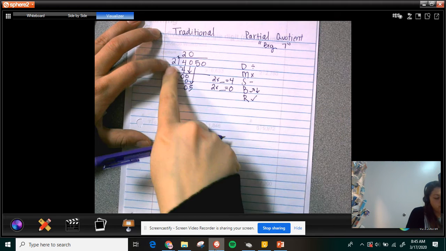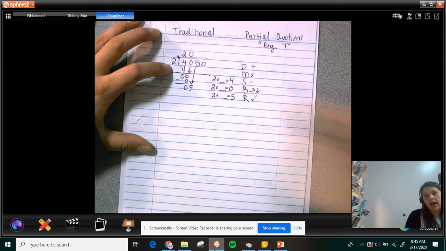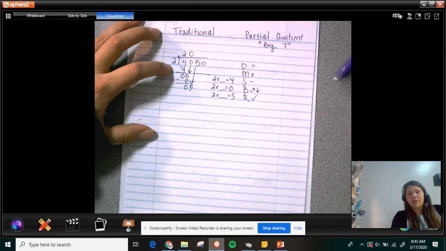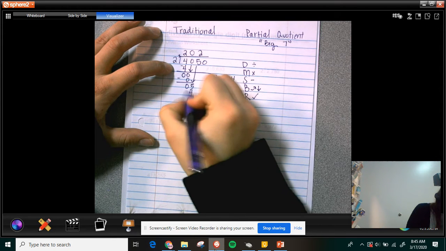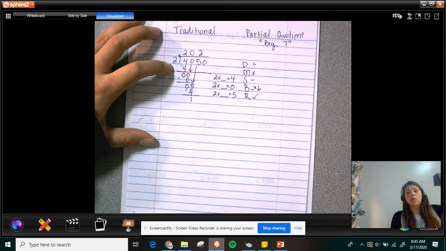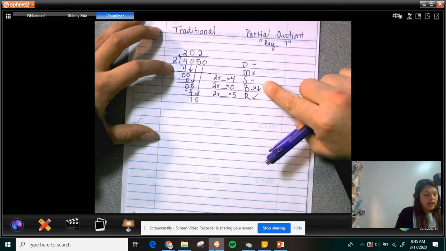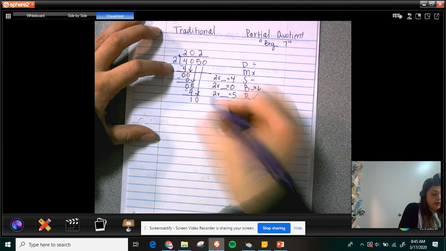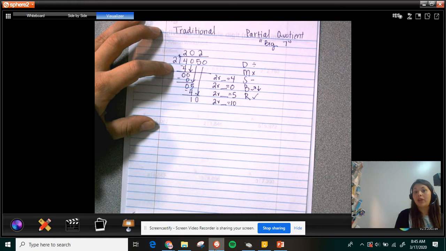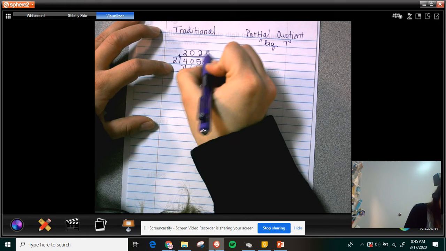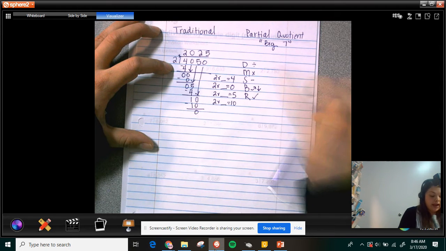And how many times can 2 go into 5? So I'm thinking 2 times something is going to get me close to 5. Well, I know that 2 times 2 is 4. So I'll do 2 times 2, 4, subtract that, and I get 1. Well, now I'm going to bring down because I'm just following these steps over here. And 2 times something is going to get me close to 10 without going over. Well, I know that that's 2 times 5. So I'm going to put a 5 up here. 5 times 2 is 10. I'm going to subtract, and now I have 0.